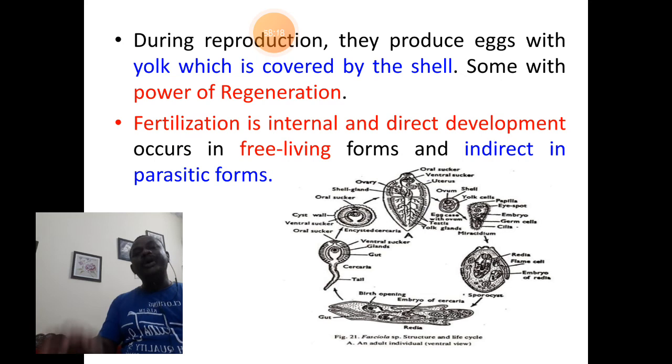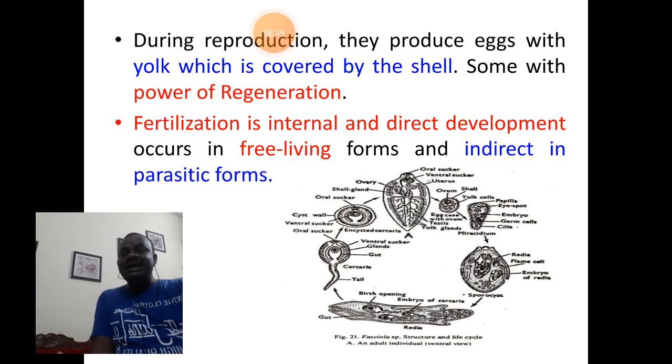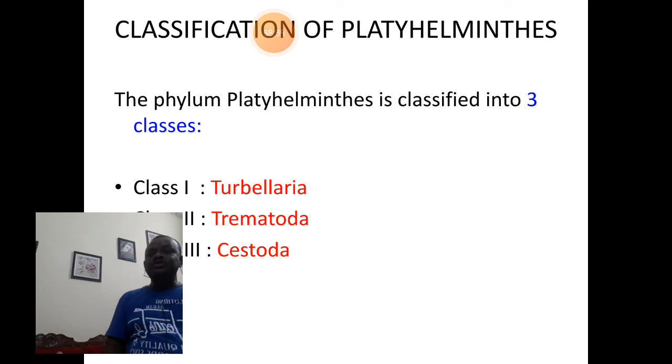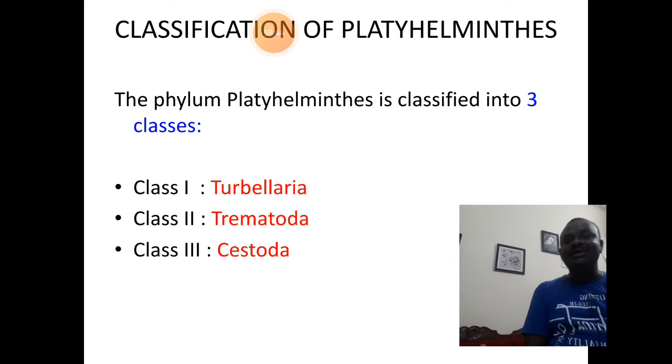Whereas in the case of free living organisms, the development is said to be direct. I mean to say, the mother organism directly gives birth to the young ones. Here is a picture showing indirect development related to the liver fluke or Fasciola hepatica. So with that, we are completing the general characters related to phylum Platyhelminthes.